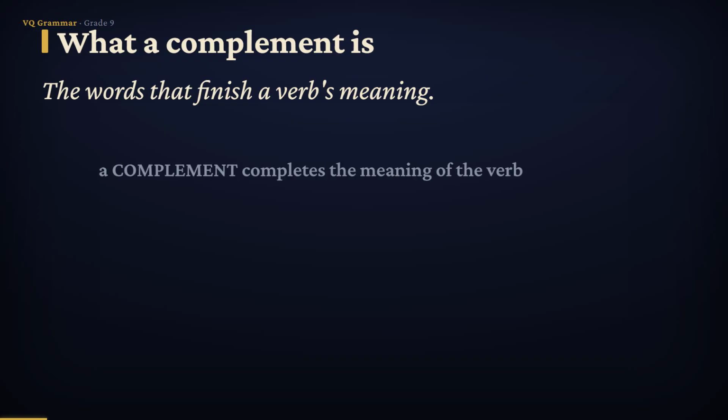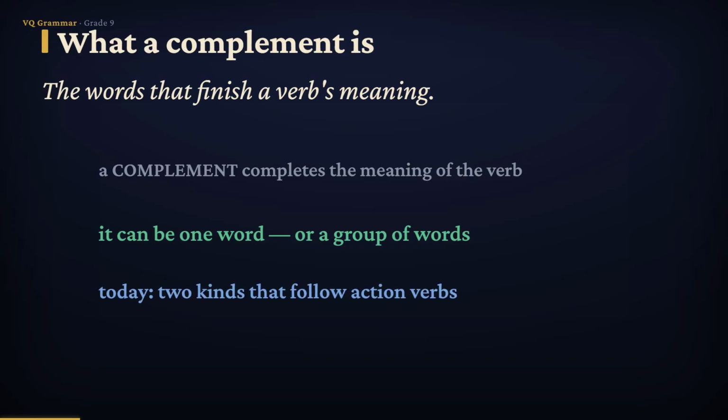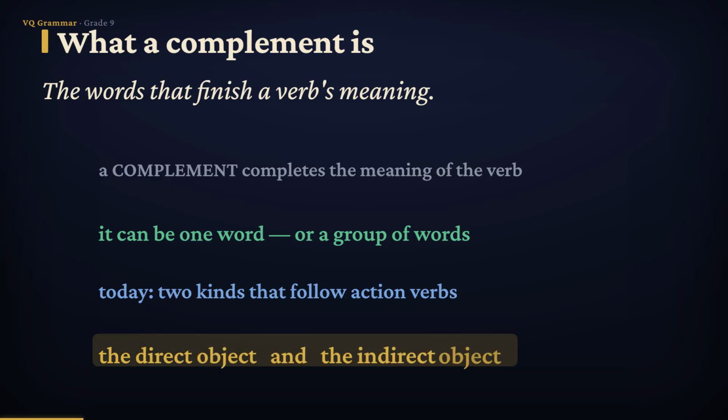A complement is a word or group of words that completes the meaning of a verb. Sometimes the verb needs a little more to feel finished, and the complement provides it. A complement can be a single word or a whole group of words working together. In this lesson, we'll focus on two kinds that follow action verbs, the direct object and the indirect object. Let's take them one at a time.